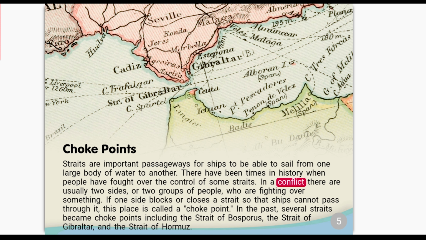In a conflict, there are usually two sides or two groups of people who are fighting over something. If one side blocks or closes a strait so that ships cannot pass through it, this place is called a choke point. In the past, several straits became choke points, including the Strait of Bosporus, the Strait of Gibraltar, and the Strait of Hormuz.